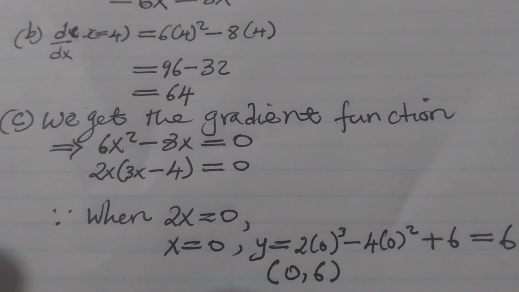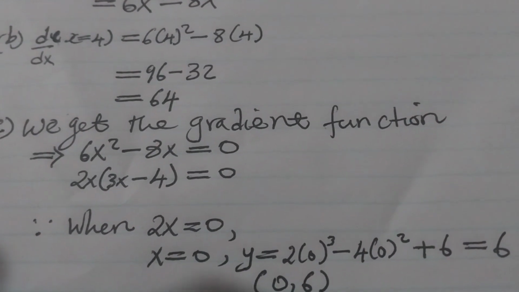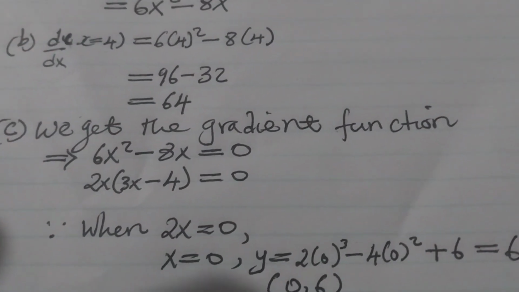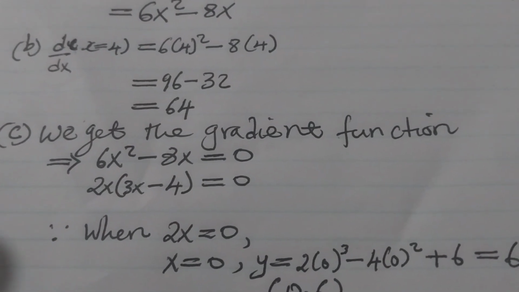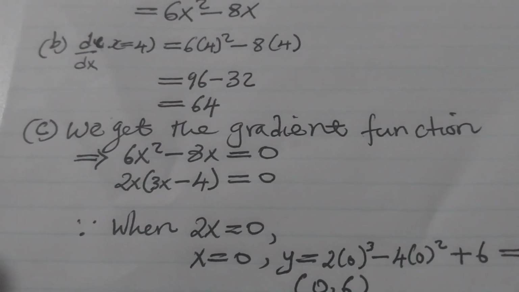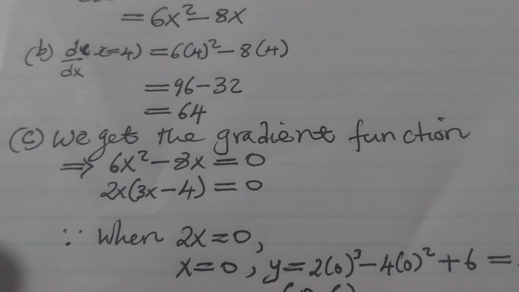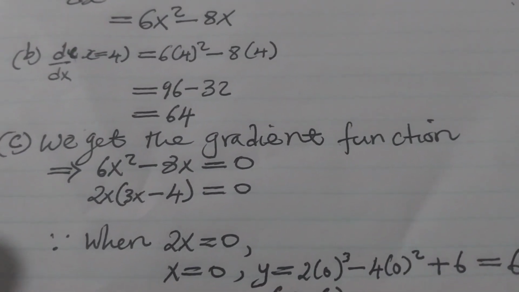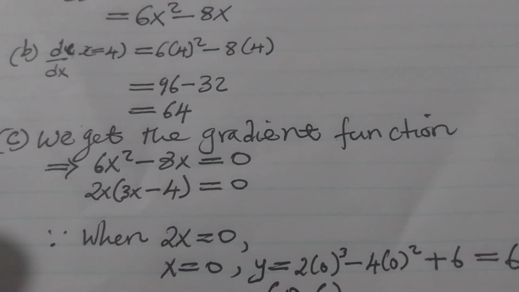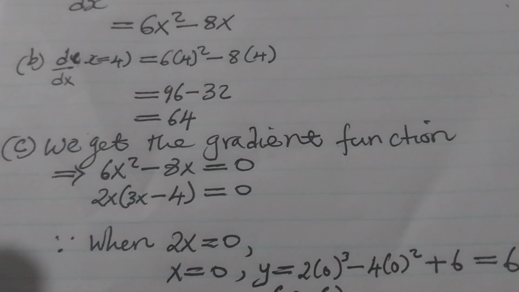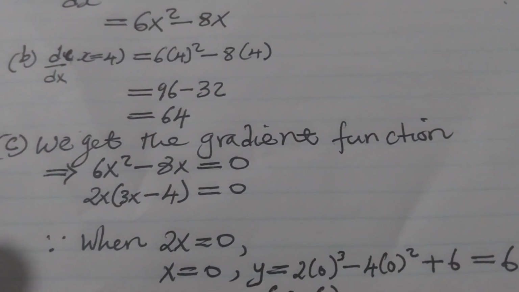So in this equation, 6x squared minus 8x is equal to 0. We can factor out 2x. Remember, if you multiply 2x by 3x, we get 6x squared. Also, if we multiply 2x by negative 4, we get negative 8x. So factoring out 2x, we have 2x times the bracket 3x minus 4, is equal to 0.